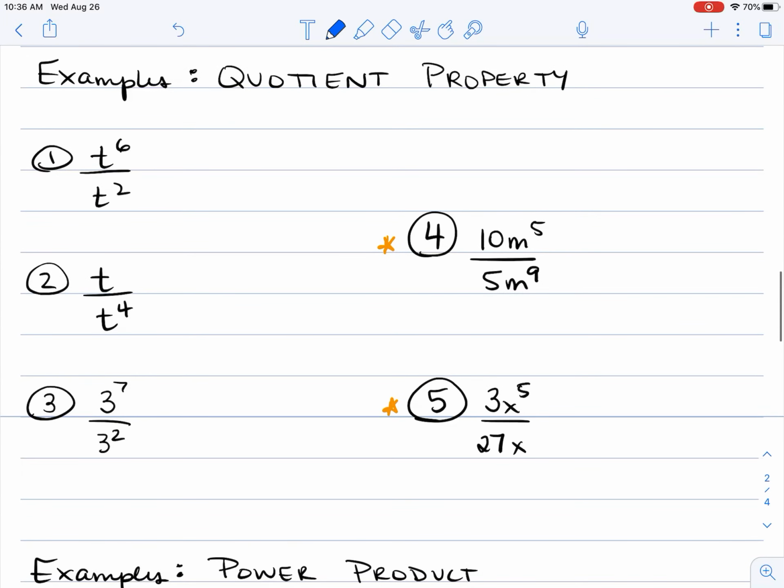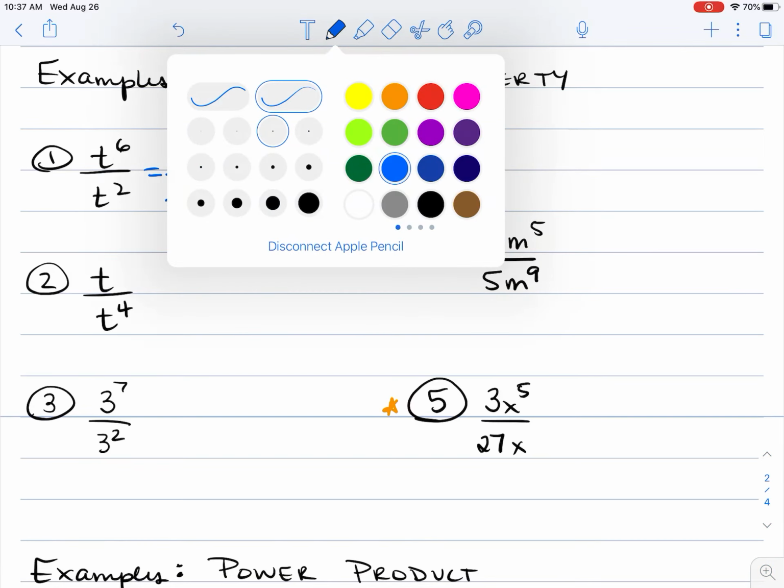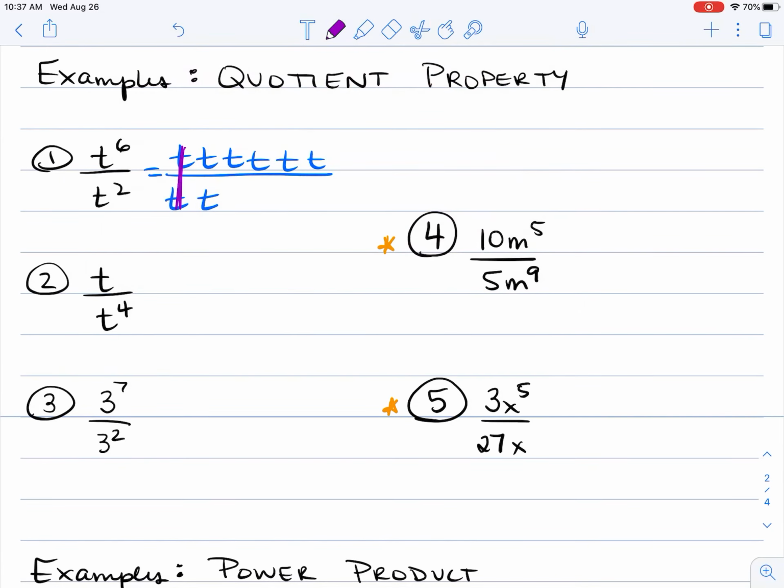If we move to quotient, remember division. In this case, I would have 6 t's on the top and 2 t's on the bottom. And when I go to find my partners of 1, I'm left with t to the 4th, which I could have gotten by t to the 6 minus 2, which is t to the 4th as well.